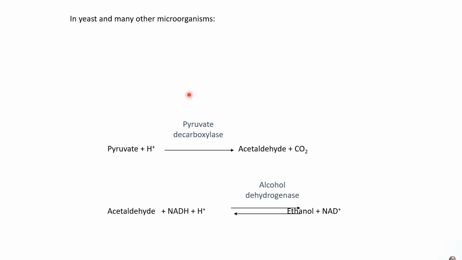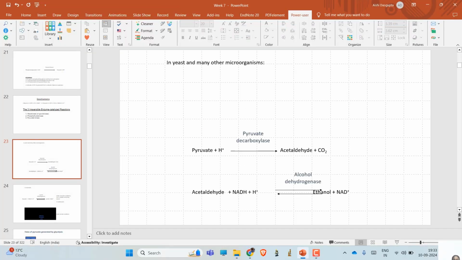Now, as I said, in yeast and many other organisms, pyruvate with the help of hydrogen ions will get converted to acetaldehyde and CO2 under the action of pyruvate decarboxylase. And obviously, acetaldehyde and NADH plus H+ can get converted to ethanol and NAD+ under the action of alcohol dehydrogenase.